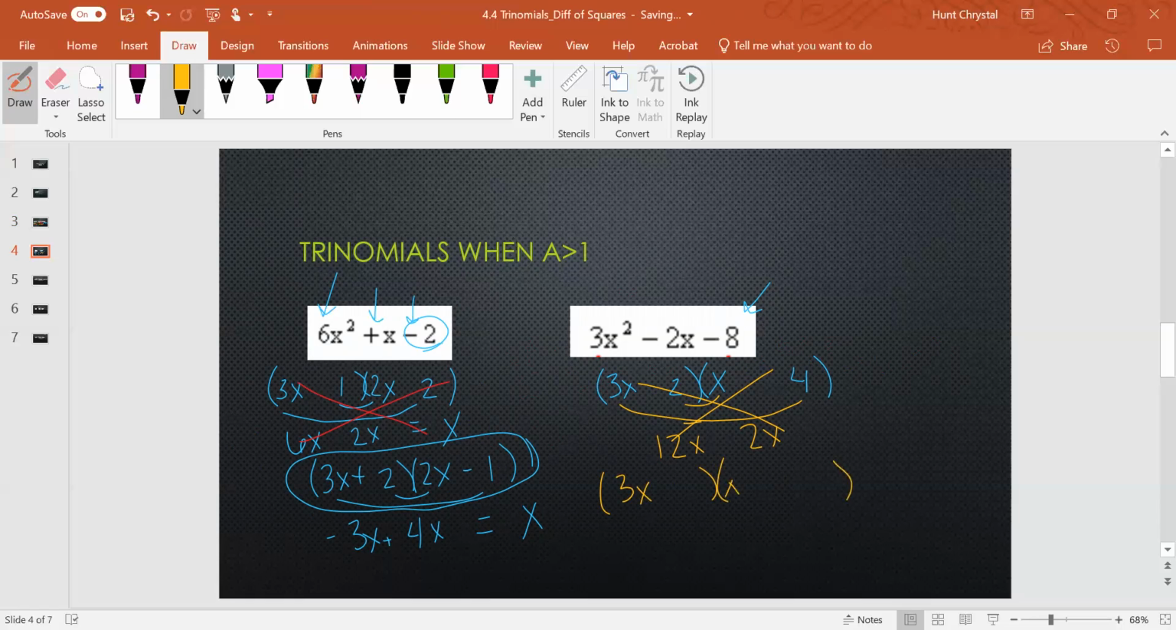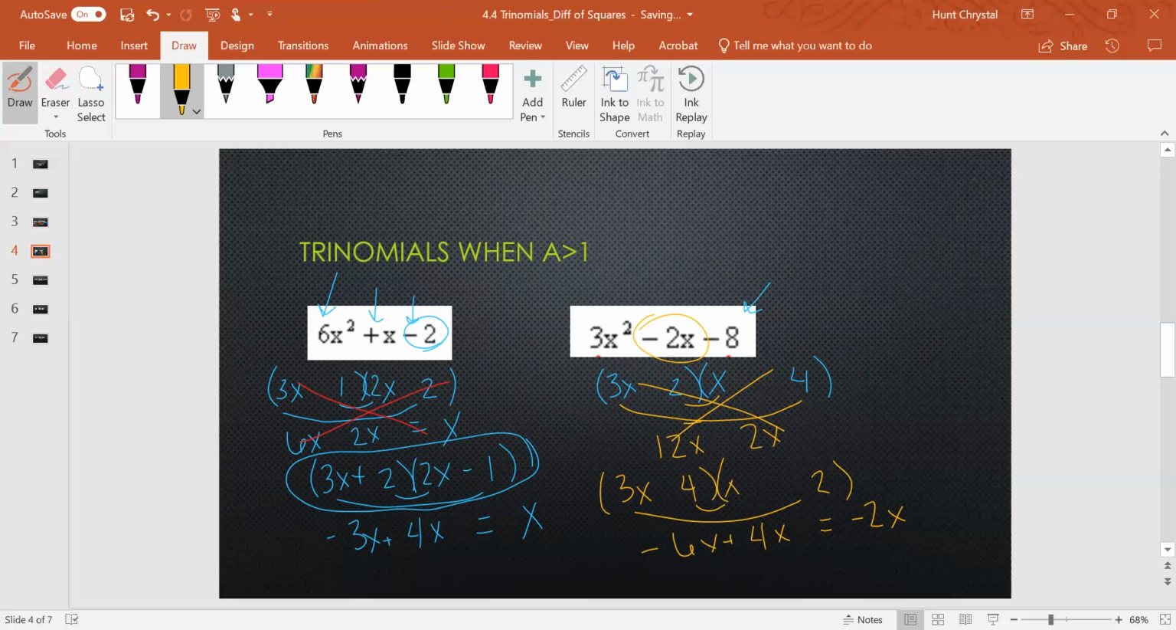Sometimes you get it on the first try, and sometimes you don't. First thing I want to do is flip-flop my 4 and 2, and I would get 6x and 4x. That will give me a negative 2x. Remember, negative 2x came from the inside, as long as my 6 is negative and my 4 is positive.